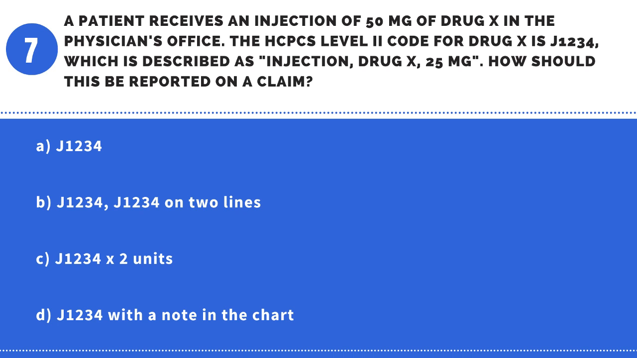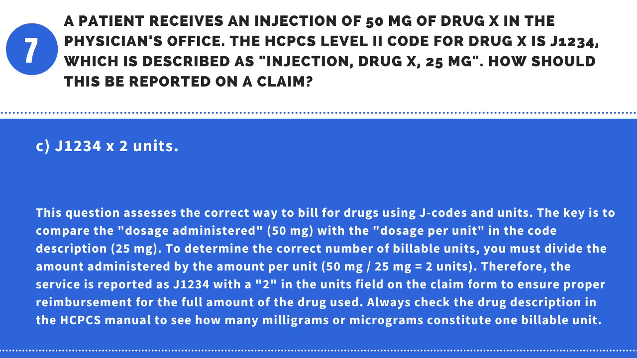Question 7. A patient receives an injection of 50 milligrams of drug X in the physician's office. The HCPCS Level 2 code for drug X is J1234, which is described as injection, drug X, 25 milligrams. How should this be reported on a claim? A. J1234. B. J1234, J1234 on 2 lines. C. J1234 x 2 units. D. J1234 with a note in the chart. Answer: C. J1234 x 2 units.